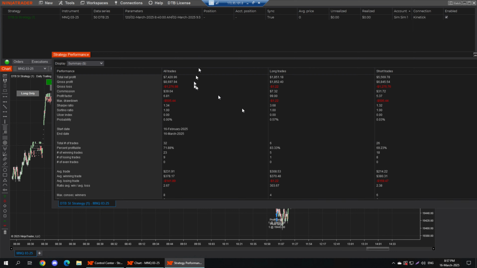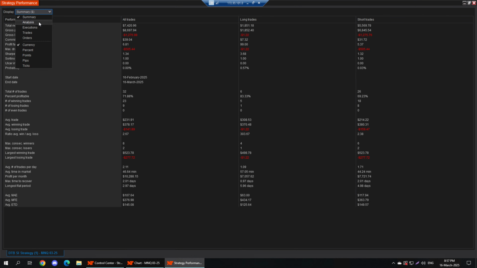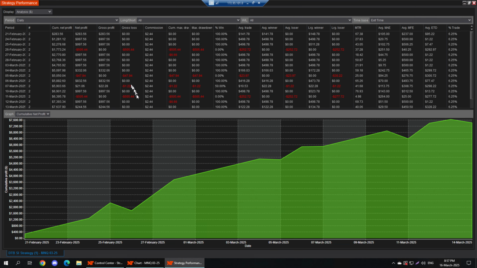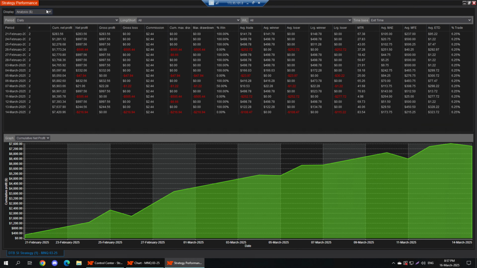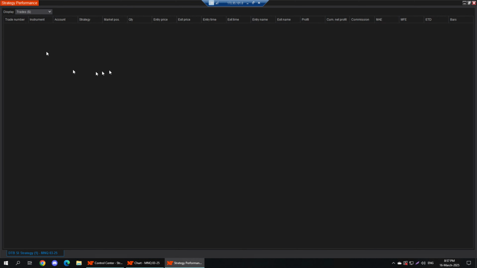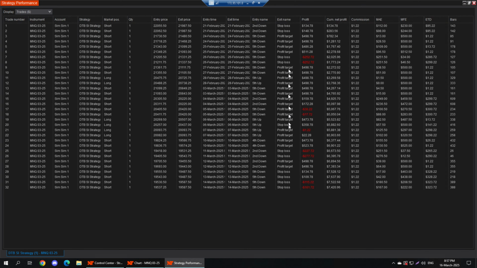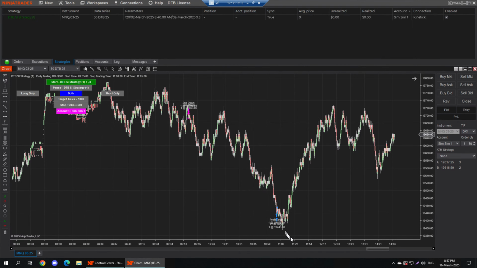If you look at the strategy performance now, you're still going to see the trades on here. You're still going to see all the trades listed, but it's not going to physically plot on the trading chart. So you'll still see them over there. And this obviously is going to use less system resources, which is pretty cool.